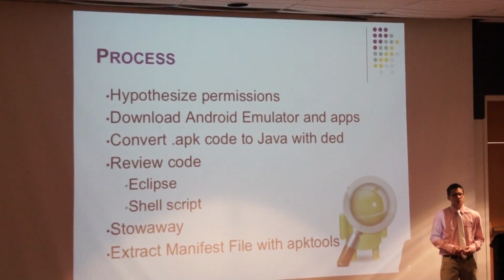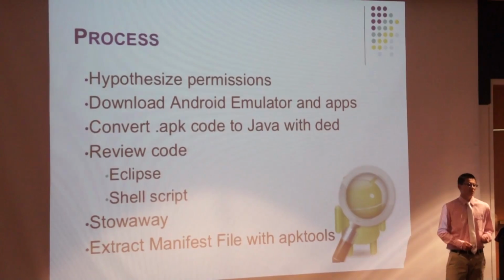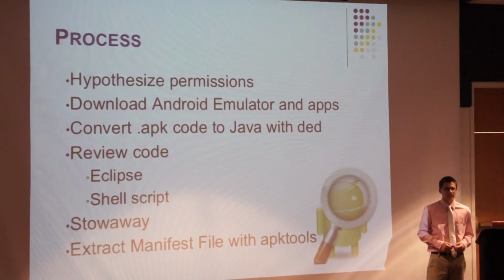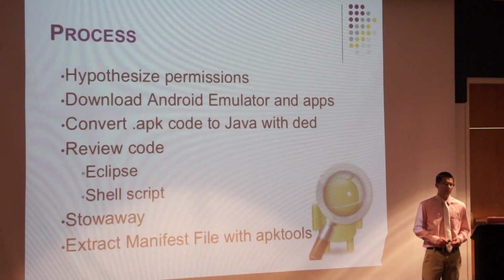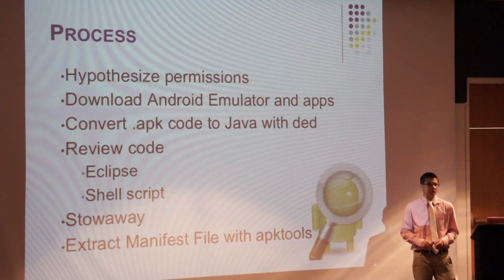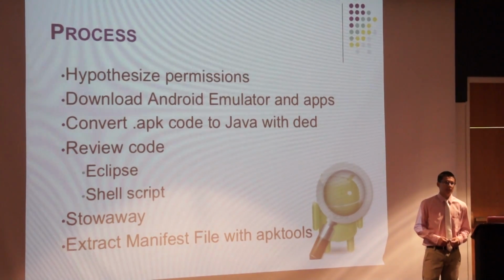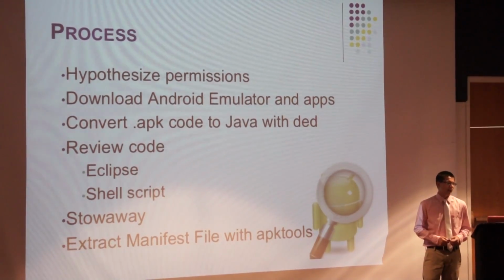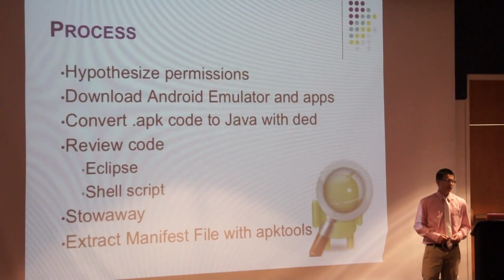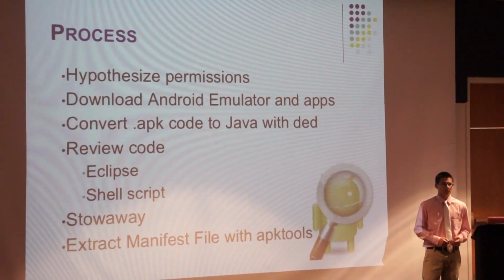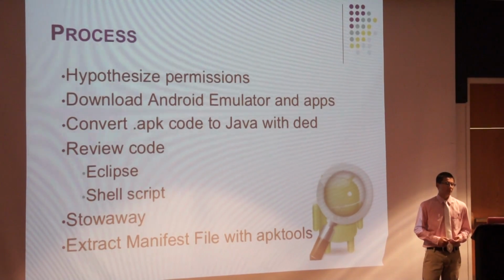So the process that we used was we read the description of apps on the Google Play Store and analyzed which permissions they need to run. We then downloaded the app and ran it on the Android emulator from the software development website. We then ran the app and saw what it actually did. Then we hacked into the app using DED and converted the APK code, which is the Android app, to Java, which is readable. We then reviewed the code through Eclipse.